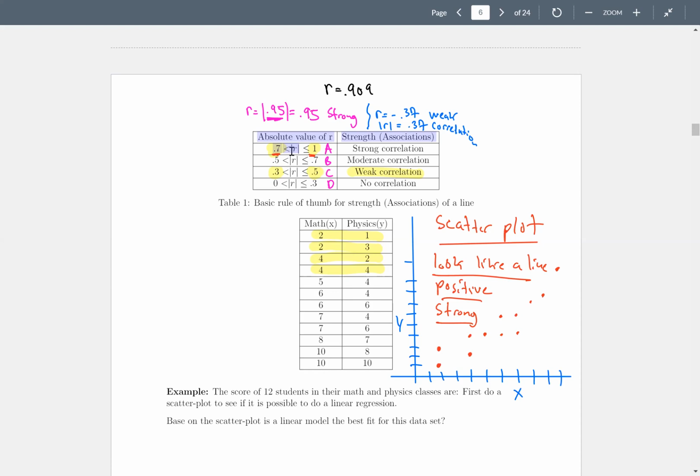If you look at positive 0.9735, it falls under this one. So we would say it has a strong correlation because it's between 0.7 all the way to 1.